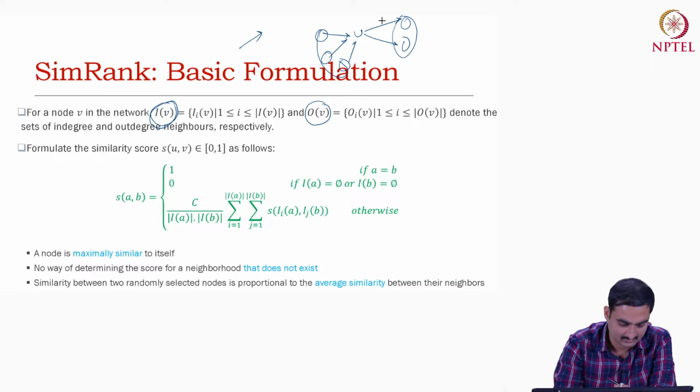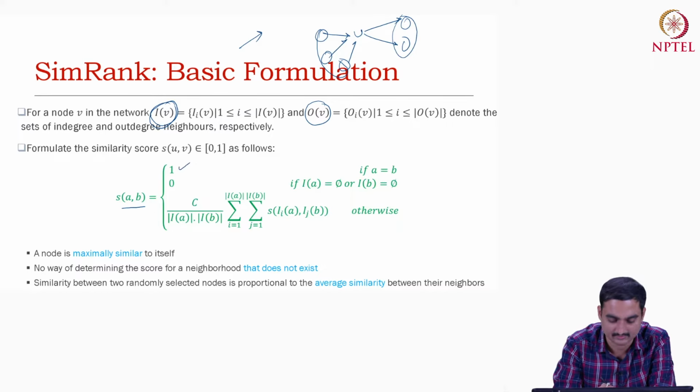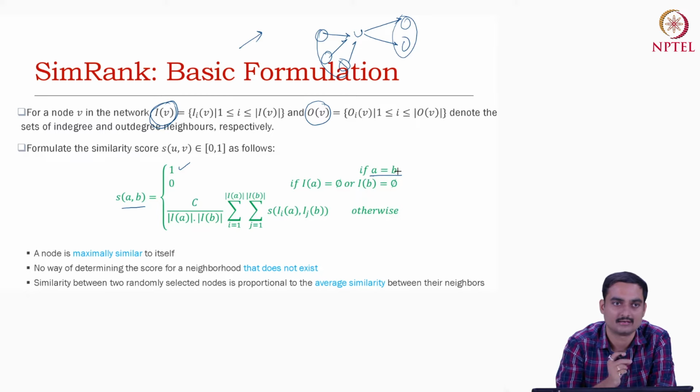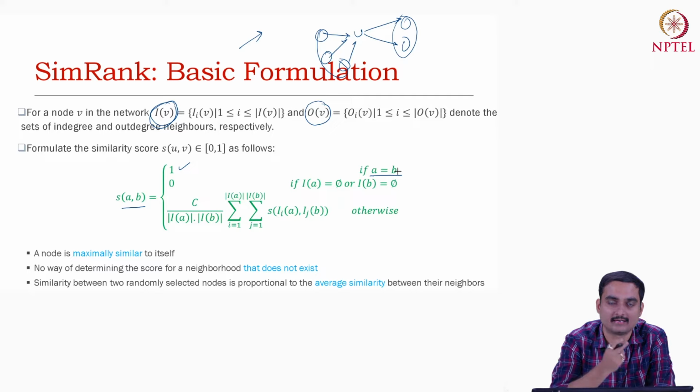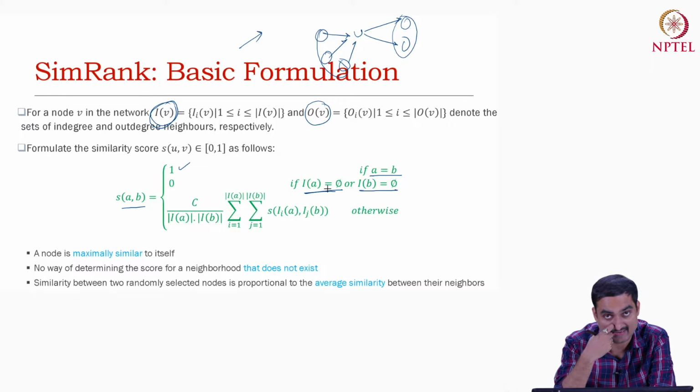So the similarity between A and B is 1 if A and B are the same, because an item is similar to itself with the maximum quantity, and that is 1. Okay. If I(A) or I(B), meaning the inward neighbors of A or of B, any of these sets is empty, then the similarity is 0.